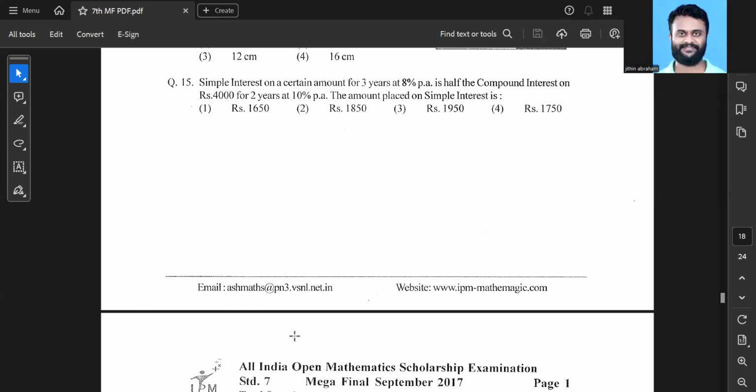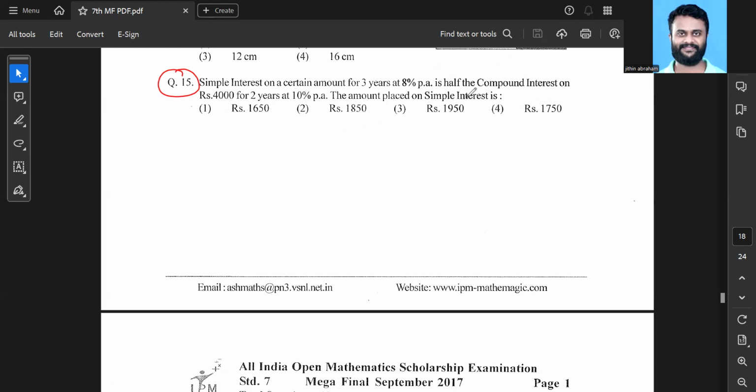So the 15th one is a manageable problem. It's not a difficult problem. Simple interest on a certain amount for 3 years at 8% per annum is half of the compound interest on 4,000 for 2 years at 10% per annum. The amount placed on the simple interest is how much?